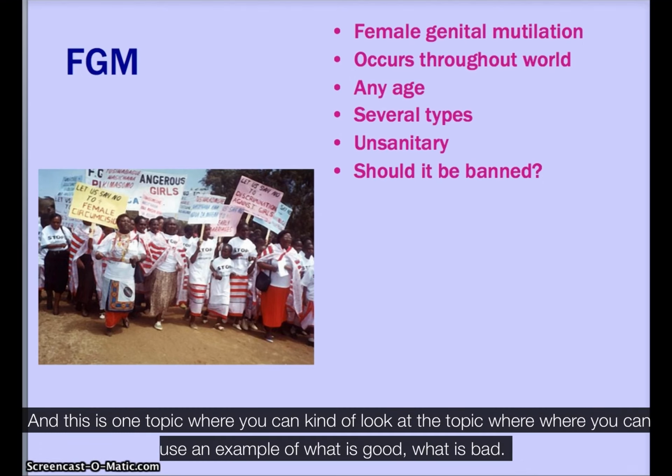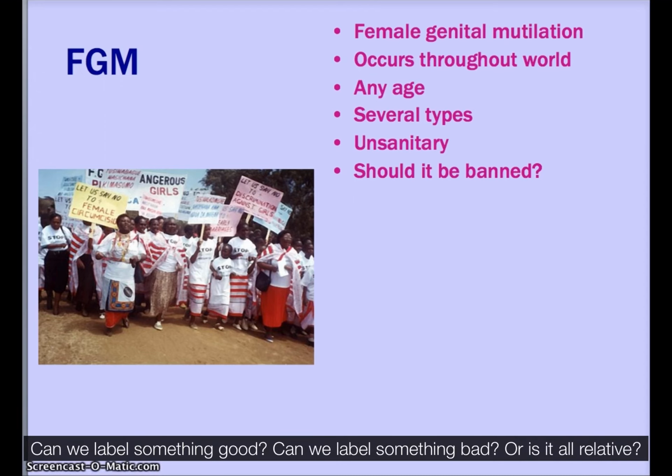And this is one topic where you can use an example of what is good, what is bad. Can we label something good? Can we label something bad? Or is it all relative?